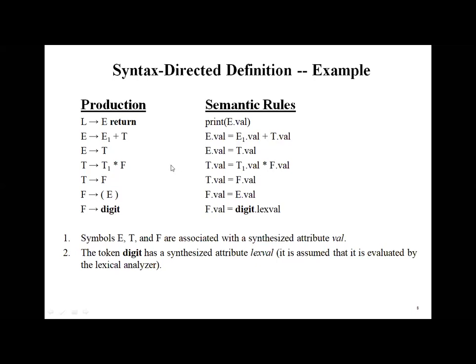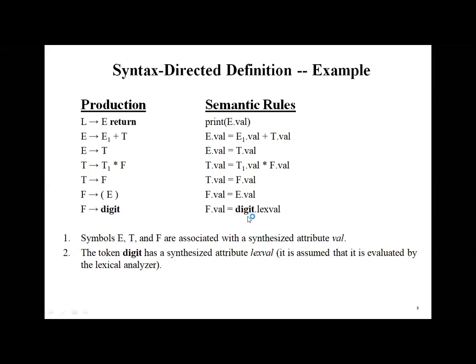So in this way, we associate an attribute with each grammar symbol and write it this way. That is called the semantic rule, and using the rule, the grammar will perform the operation. And finally, digit is itself one of the grammar symbols, but a terminal. This digit is a terminal.